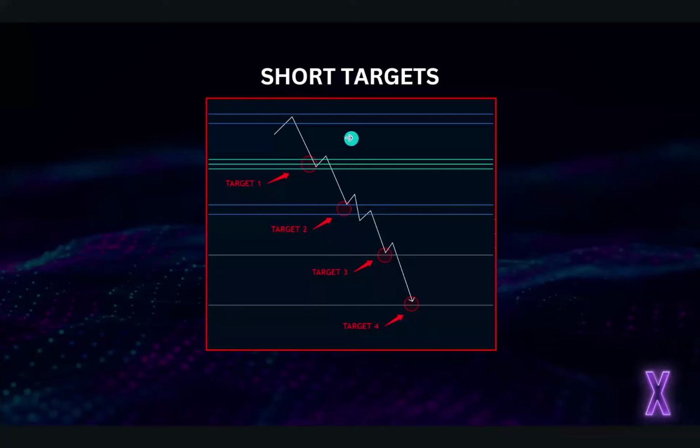It's up to you. If you enter at the top of the range, you can always take target number one, target number two, target number three, and target number four.